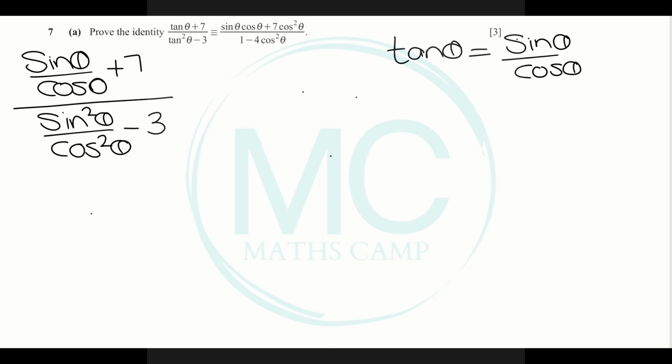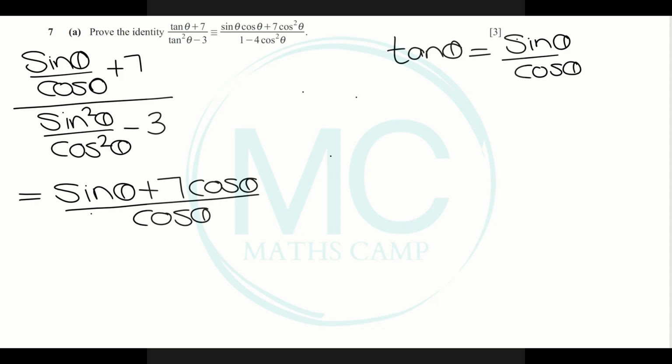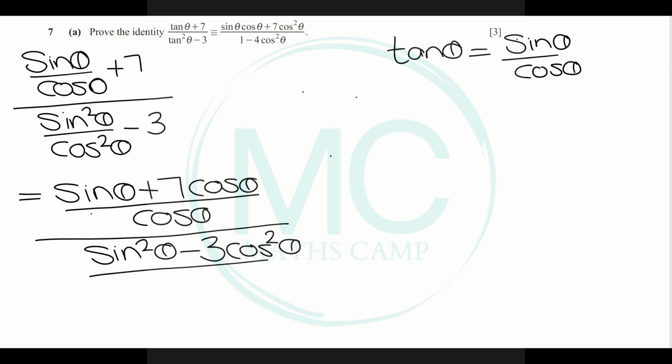So for our numerator, we're going to have sine theta plus 7. We're giving 7 a denominator of cos theta. And if you give a value a denominator, you have to give the numerator the same value. So this becomes 7 cos theta all over cos theta. Now for our denominator, we have sine squared theta minus 3 cos squared theta all over cos squared theta.